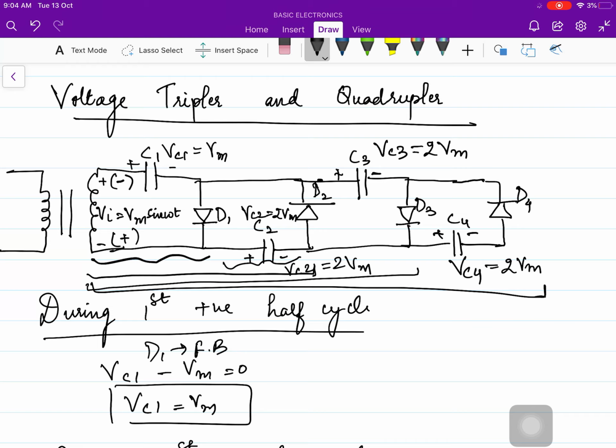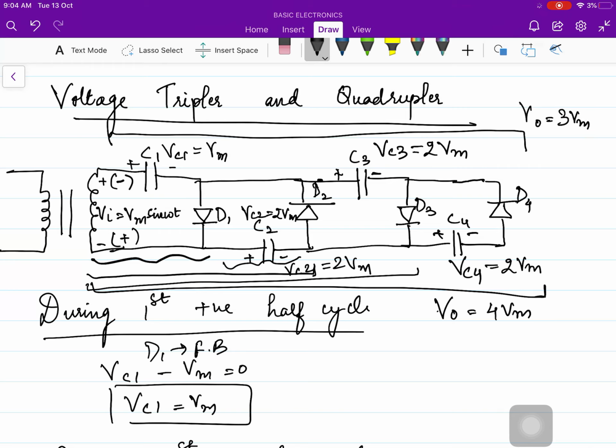So if you take the output voltage across this branch, you will get total V0 equal to 4 Vm. And if you want to take the output across this branch, you will get V0 equal to 3 Vm. So this is called voltage tripler and quadrupler.